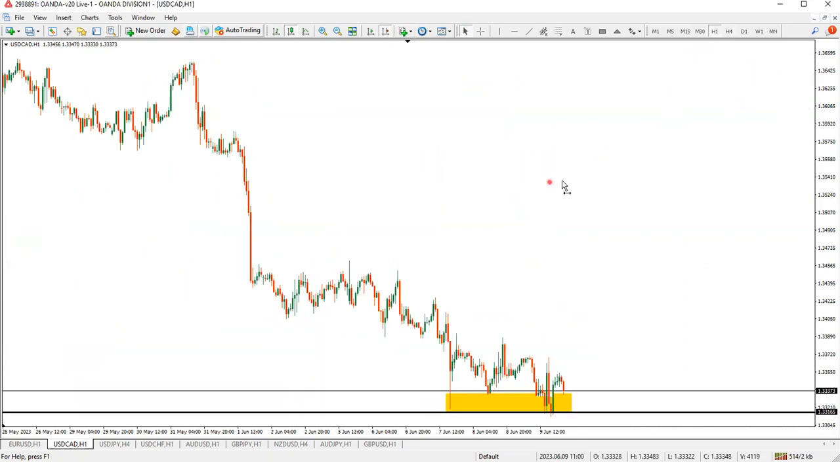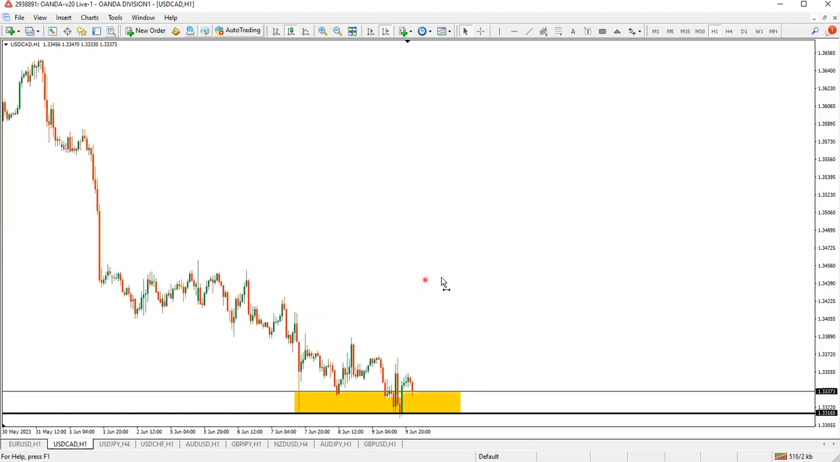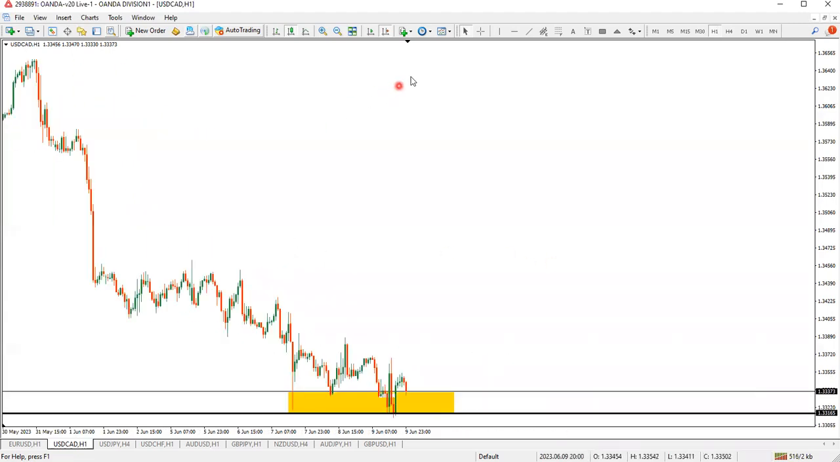The H1 here, we have this. You would see a very good confirmation on the H1 here. We have this very good looking triple bottom. This is the H1, and we have this very good looking triple bottom. So look at what price has done here.